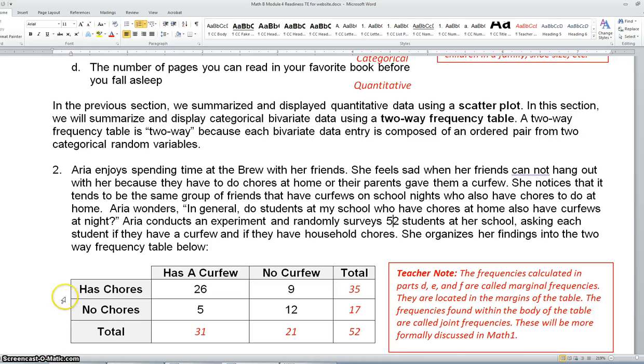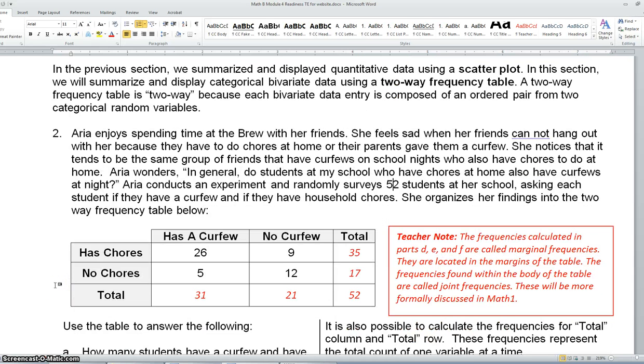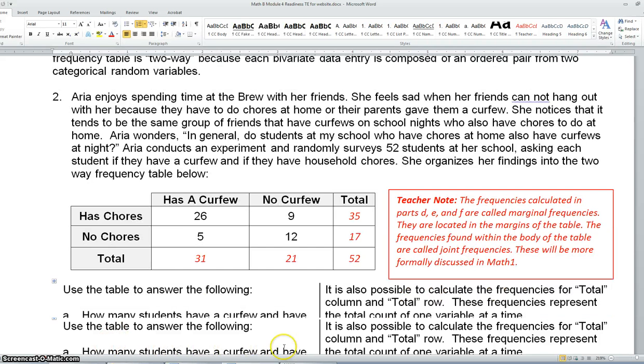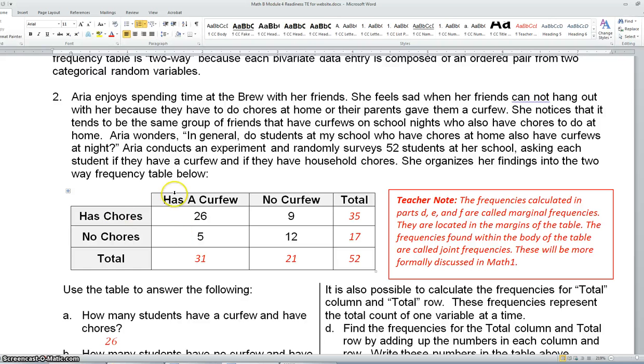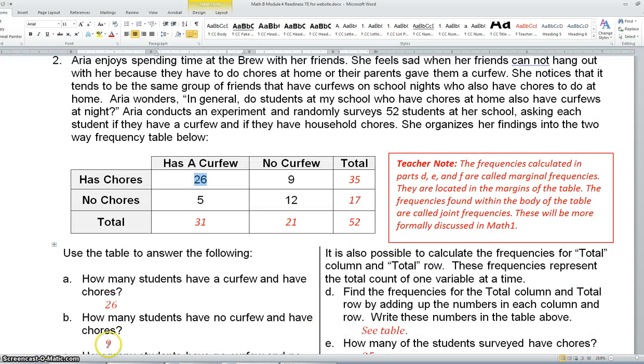Okay. Now we're going to answer the questions based on this data. Use the table to answer the following. How many students have a curfew and have chores? Have curfew, have chores, 26. That's why this is 26. Read the next one. How many students have no curfew and have chores?